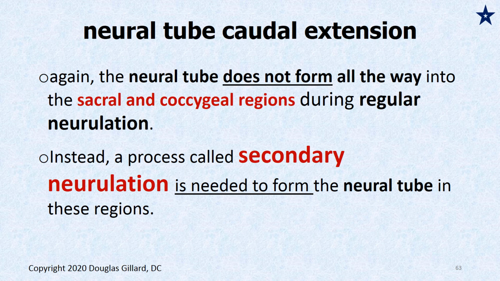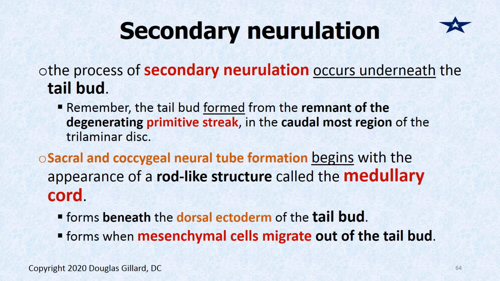So let's talk about that. Secondary neurulation, we did already, I think. So secondary neurulation occurs underneath the tail bud. We talked about the tail bud was how the primitive streak was degenerating, and that very last bit of the primitive streak down into the caudal region created a clump of cells called the tail bud. And that's where the story starts.